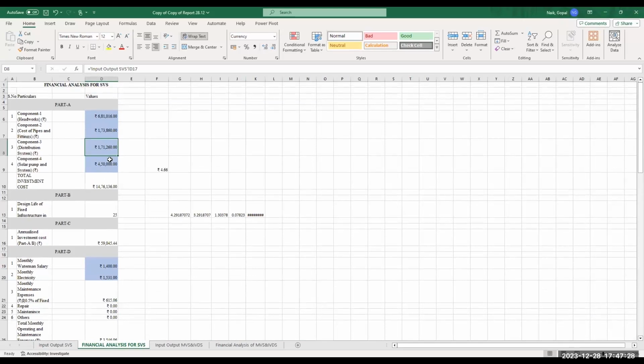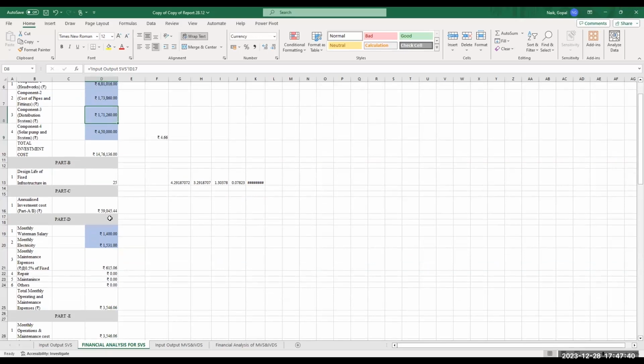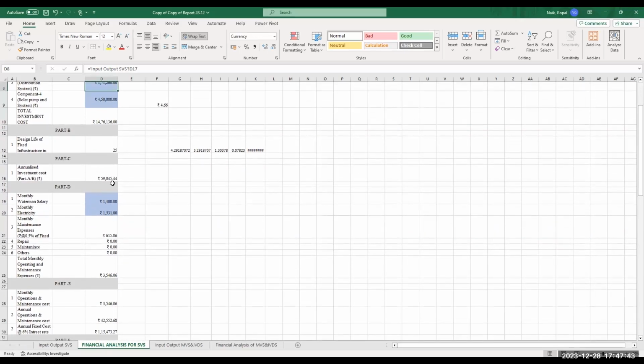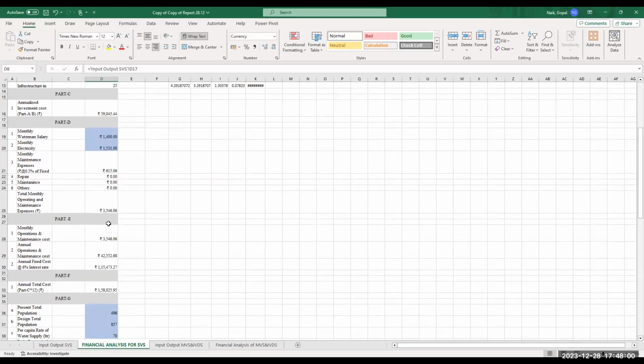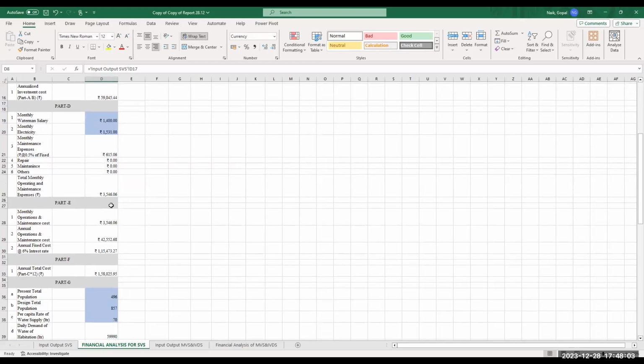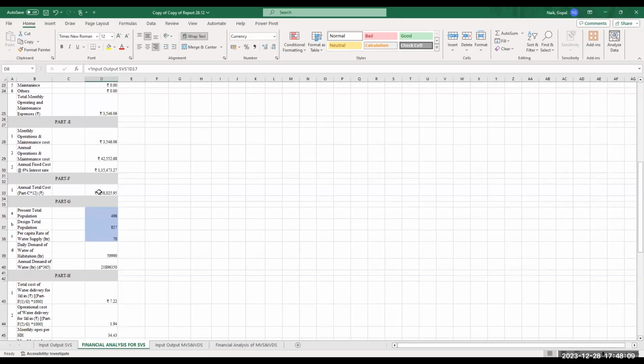So it takes from the previous input sheet and calculates the total investment cost. And given the design, it comes up with the annualized investment cost or amortized value. And of course, it calculates these other monthly expenditures, both operational expenditure as well as the total fixed expenditures. Then this is the annual total cost.